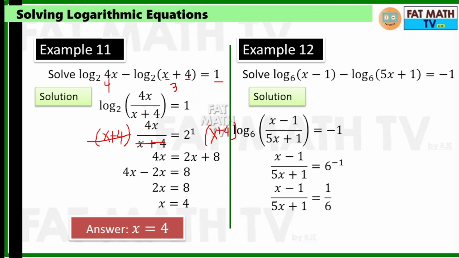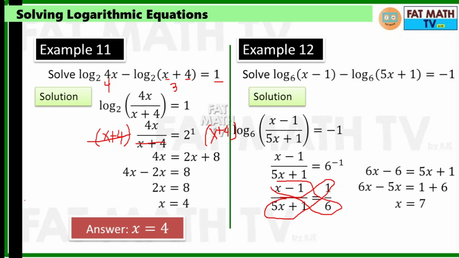And then you can cross multiply. Multiply 6 by x minus 1 and 5x plus 1 by 1. Since we have single fractions on the left and the right side, we can just cross multiply. So x minus 1 times 6 will give you 6x minus 6, and 1 times 5x plus 1 is 5x plus 1. And then this is already a linear equation. Solve the linear equation, you will get x equals 7.